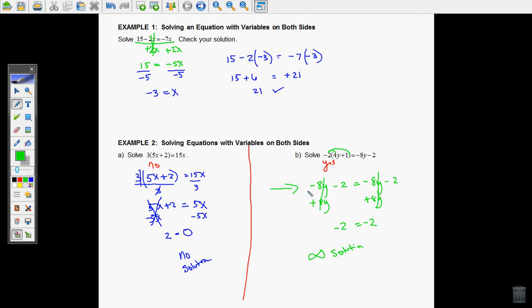Alright, so we got some interesting things going on here. We're solving an equation the way that we used to up here with variables on both sides. We have a situation where there's no solution down here in example 2 part A. We have a place where there are infinitely many solutions in example 2 part B.